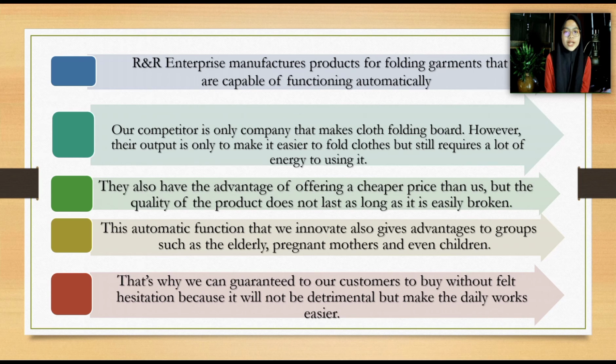R&R Enterprise manufactures products for folding garments that are capable of functioning automatically. Our competitor is the only company that makes cloth folding boards. However, their output only makes it easier to fold clothes, but it still requires a lot of energy to use. They also have the advantage of offering a cheaper price than us, but the quality of the products does not last as long, as it is easily broken.